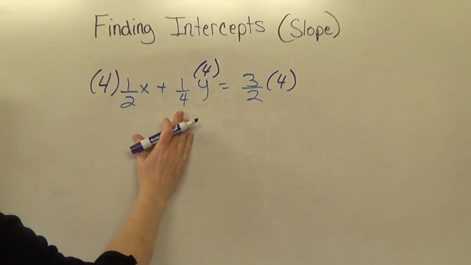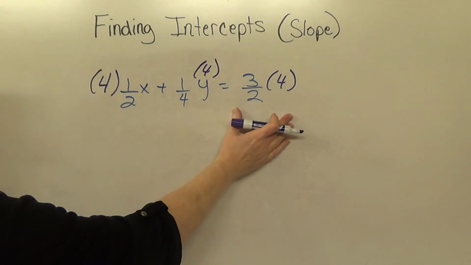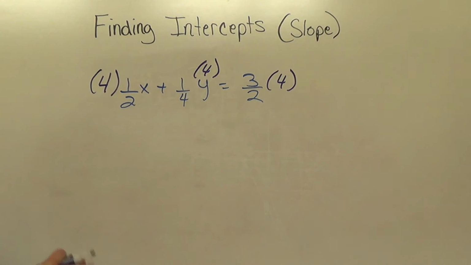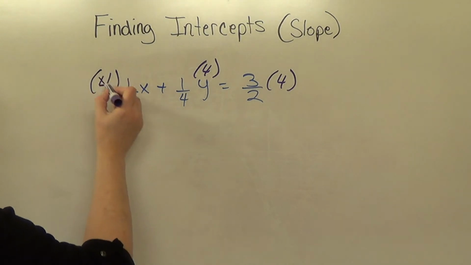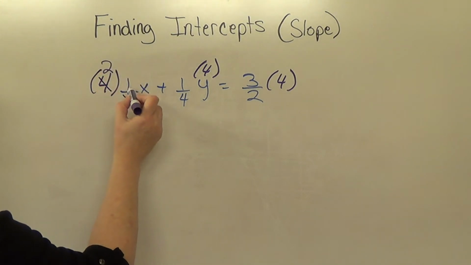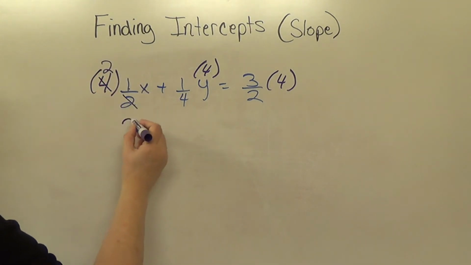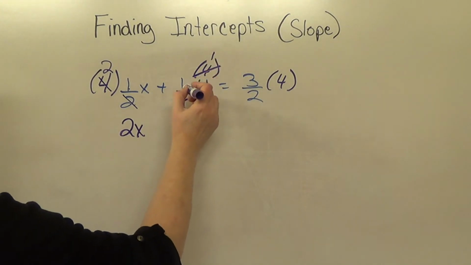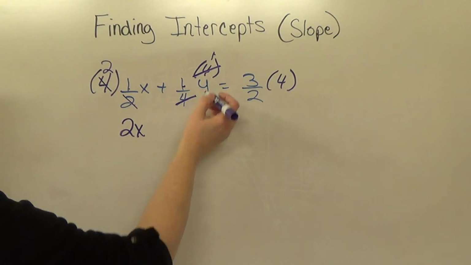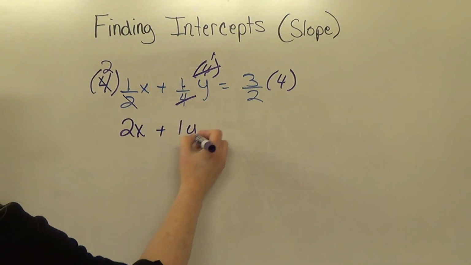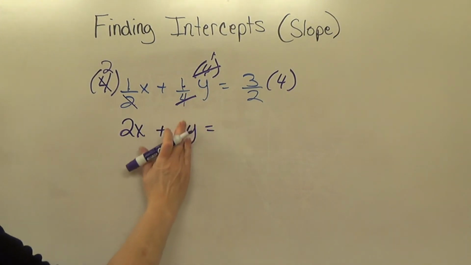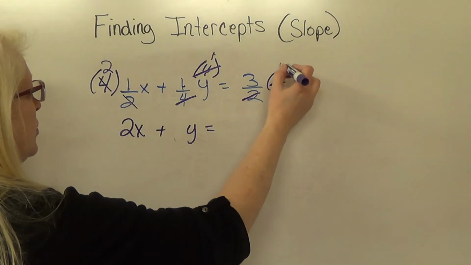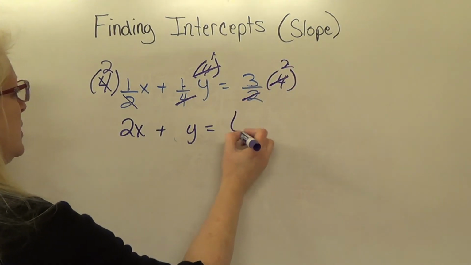So I've got 2 terms on the left side of the equal and 1 term on the right side of the equal. If you need some more work with this, I have a video called Clearing Fractions. Alright, so 2 goes into 4 2 times, and 2 times 1 is 2, times x is 2x. And 4 goes into 4 1 time, and 1 times 1 is 1, and 1 times y is 1y, which is just y. And then 2 goes into 4 2 times, and 3 times 2 is 6.